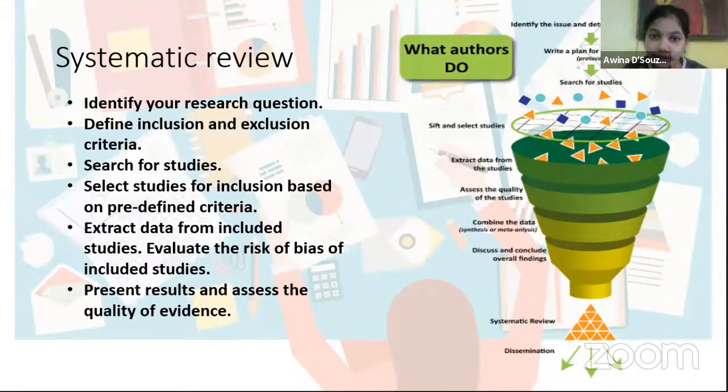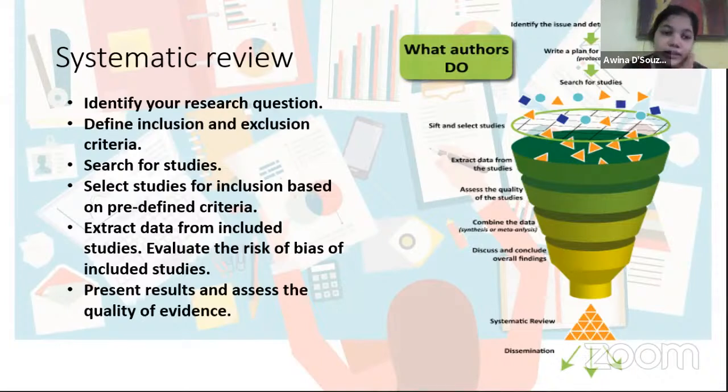So in a systematic review, you get whatever knowledge is available on a particular topic. You first identify the question, then you set the inclusion and exclusion criteria, then you search for these studies in the search engines. As you get all these studies, you filter them based on your inclusion and exclusion criteria. Then you check if there is any bias present, and finally you formulate a complete conclusion with whatever you have found. That's how you conduct a systematic review.